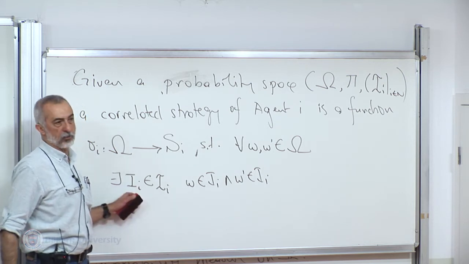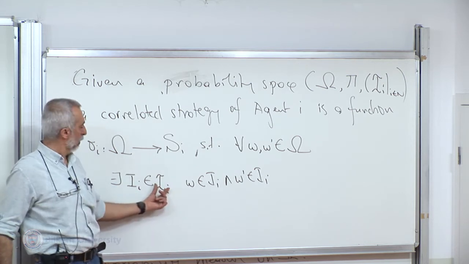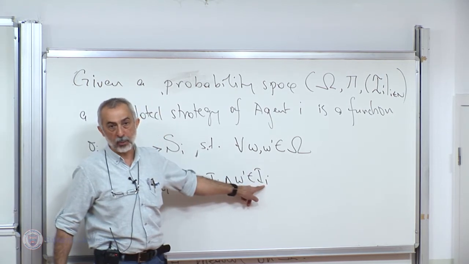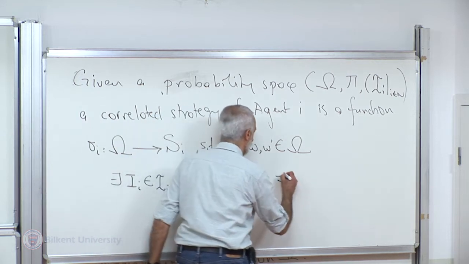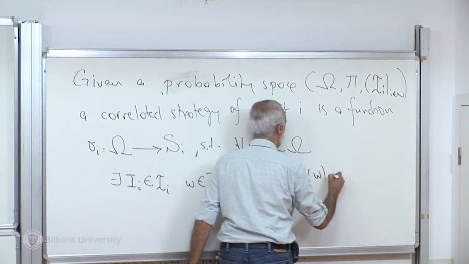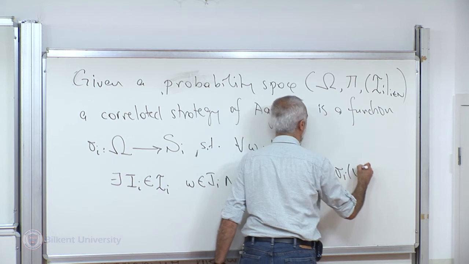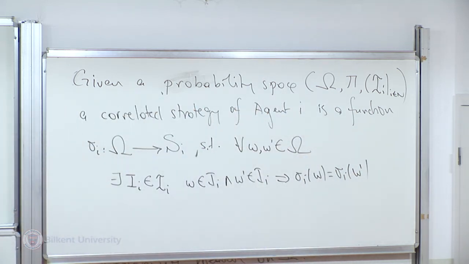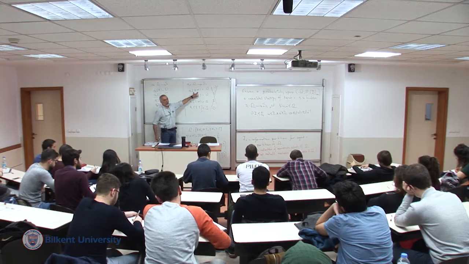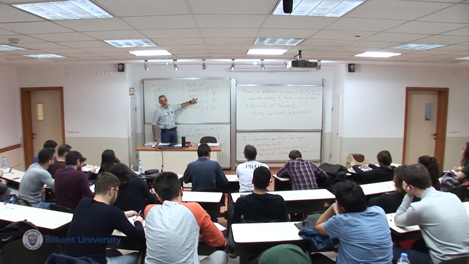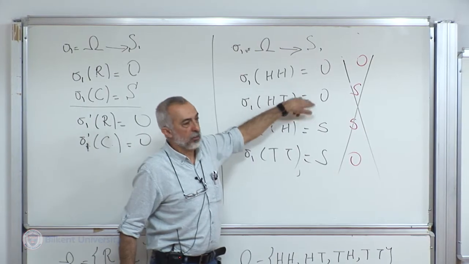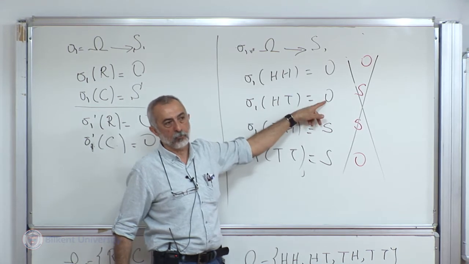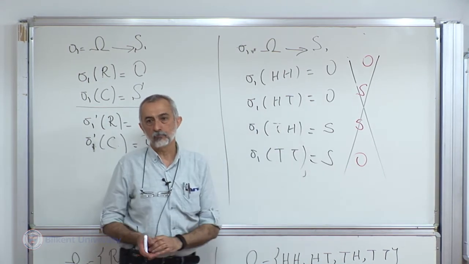If there exists an information set in the information partition of player I, such that both omega and omega prime are in the same information set, then sigma I of omega should be equal to sigma I of omega prime. Okay? So we should not have anything like that. Because HH and HT are in the same information set, the actions taken for those two outcomes should be the same. That's what it says. Okay? So far, so good?